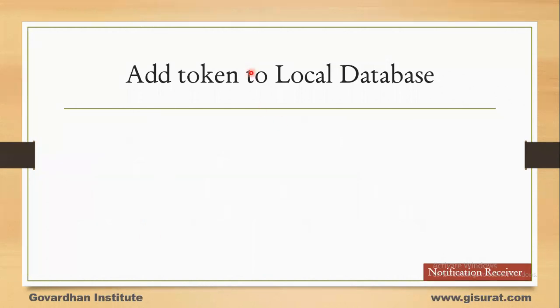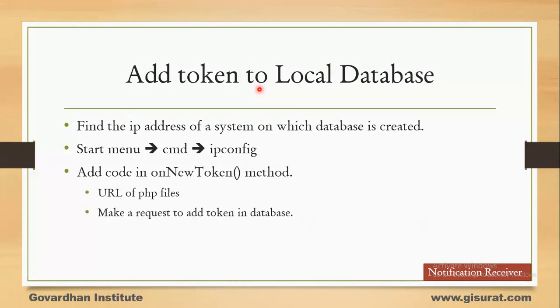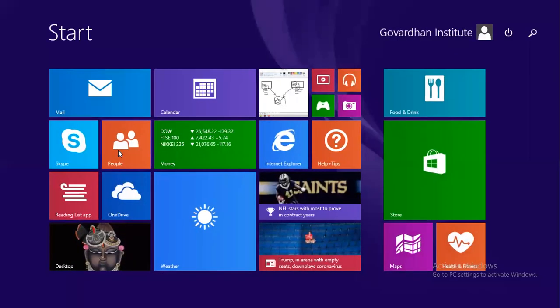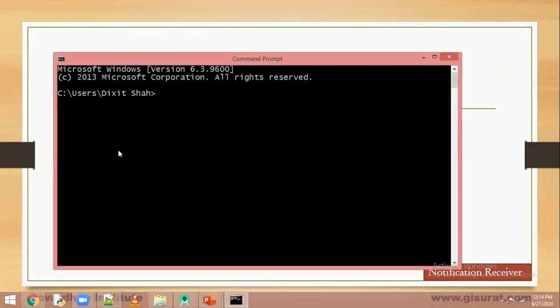Now after that, let me perform the task. So guys, if you want to connect your Android application with the web server, or if you want to access the PHP file, you have to get the IP address of your system. For that, I will open the start menu, type cmd, press enter, and write this command, ipconfig.